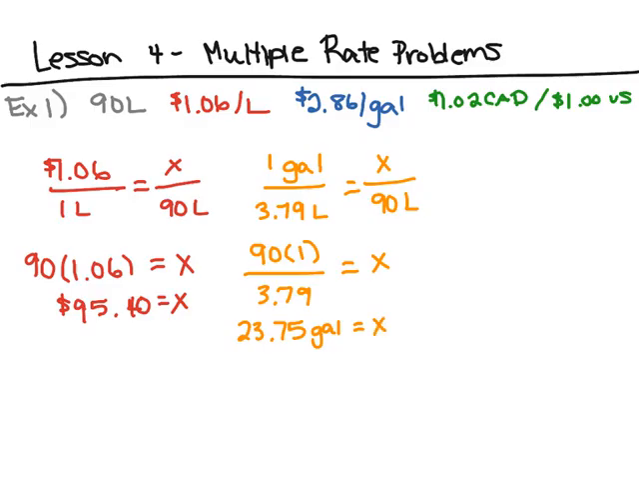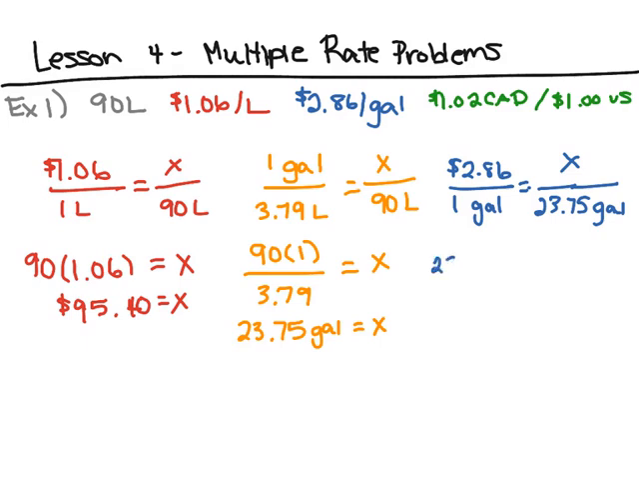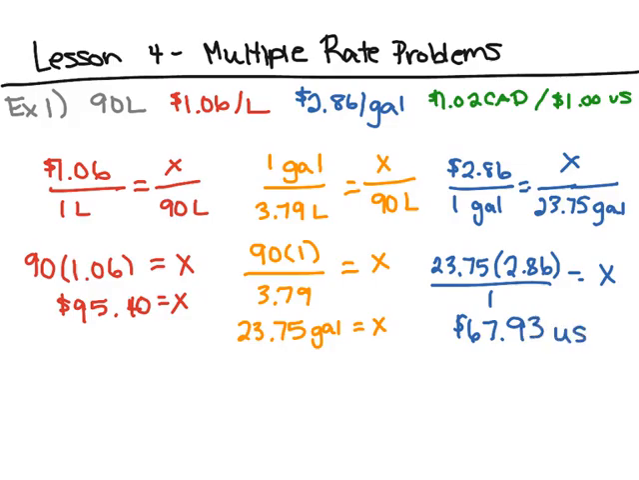Now we want to see how much it costs to fill that up. So we have $2.86 per 1 gallon, and we have 23.75 gallons in the tank. So we're solving for x. So we're going to take 23.75 times 2.86 divided by 1, and you should get $67.93.